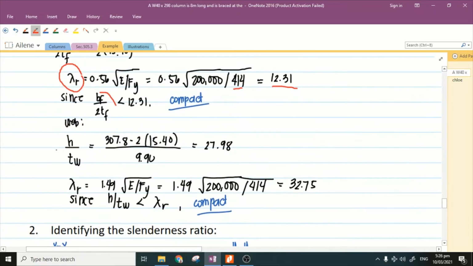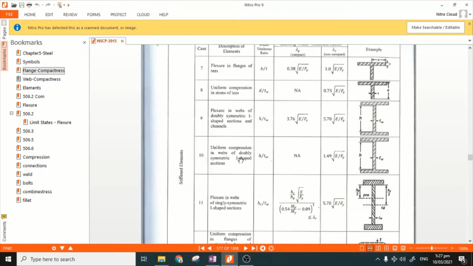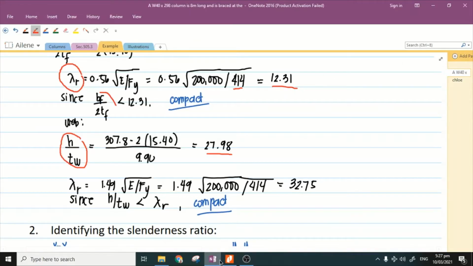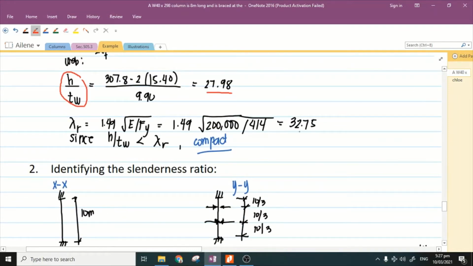Now for the web, the parameter is still H over T sub W. Substituting the given, we get 27.98. So, what do we compare it to? Going to the table for stiffened elements, which case is it? Case 8 could be, but it is for T's, so not this. Case 10, because it is uniform compression in webs of doubly symmetric I-shaped section. Therefore, the value we compare with is 1.49 square root of E over Fy. So, we have a value of 32.75. Since H over TW is still less, therefore, it is compact.